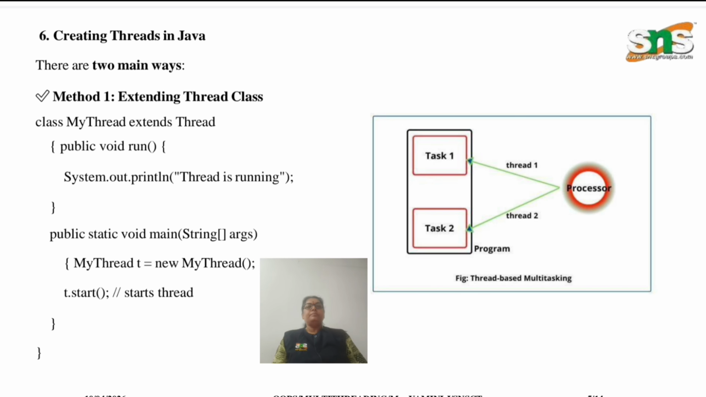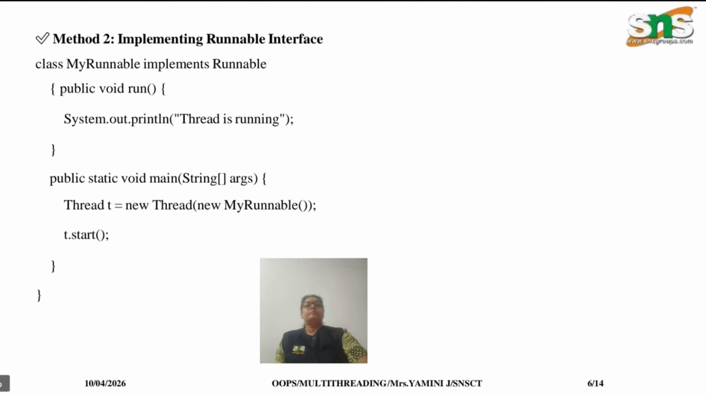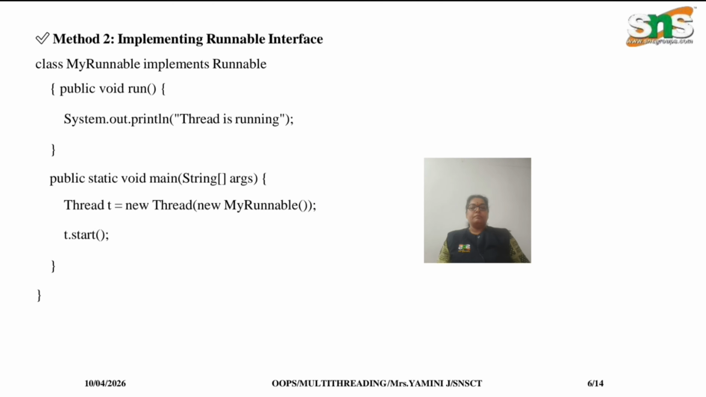Next one, create a thread using the Runnable interface. The second method of creating a thread is by implementing the Runnable interface. Here, a class implements Runnable and overrides the run method. Then we create a Thread object and pass the Runnable object to it. Finally, we call the start method.